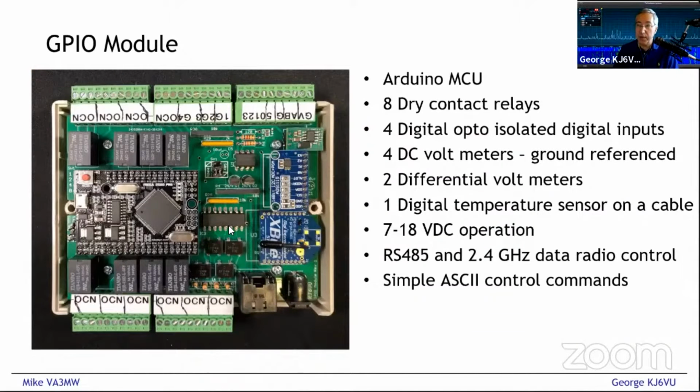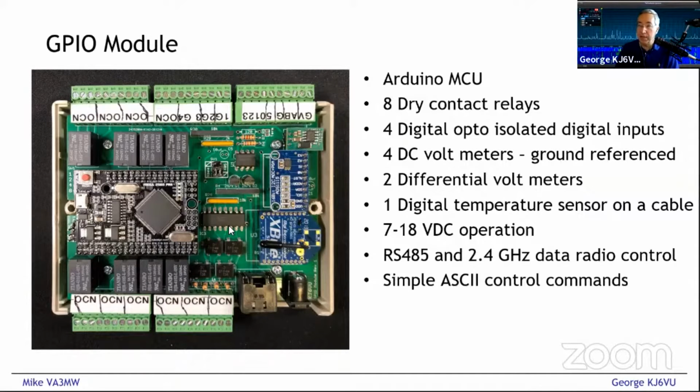This is a view of the prototype version from the top. So what you can see here is all the connections are brought out to pluggable headers. And then the Arduino is the black circuit board on the left. So this uses an 8-bit Arduino Mega processor. So it's got a lot of memory and a lot of I/O. And you can see the little relays on the left.